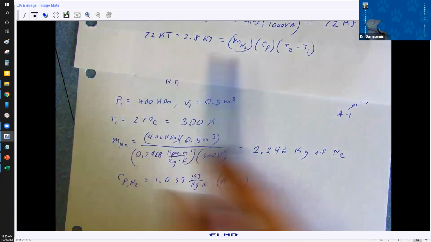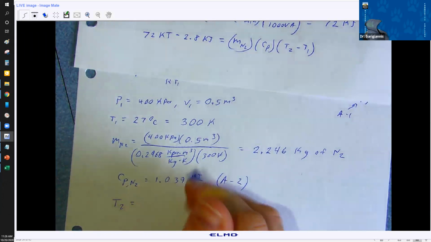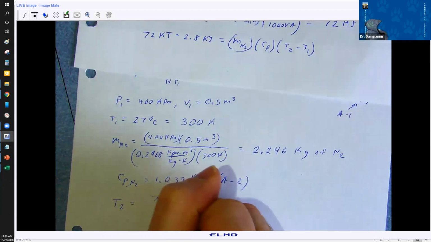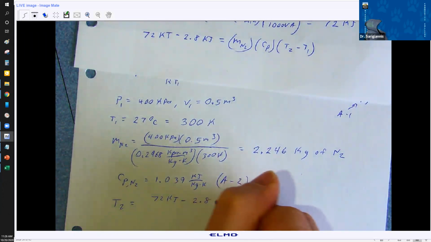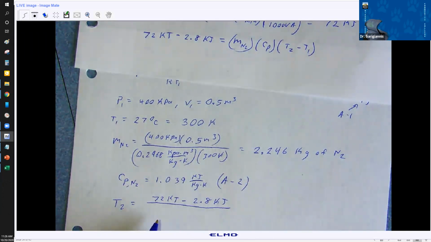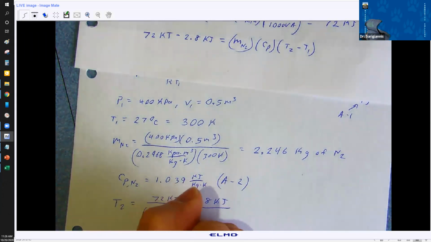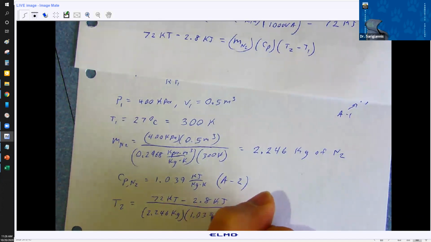So now we can rearrange this and solve for T2. We've got 72 kilojoules minus 2.8 kilojoules. Did I subtract 28? Let me check my numbers. Divided by m Cp, so we've got 2.246 kilograms, and Cp is 1.039 kilojoules per kilogram Kelvin.